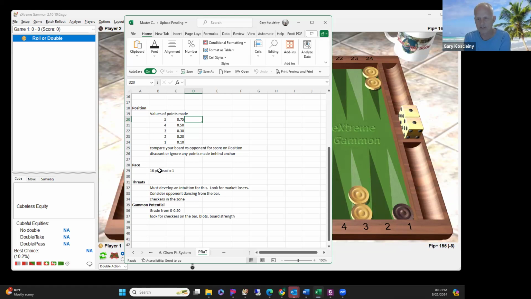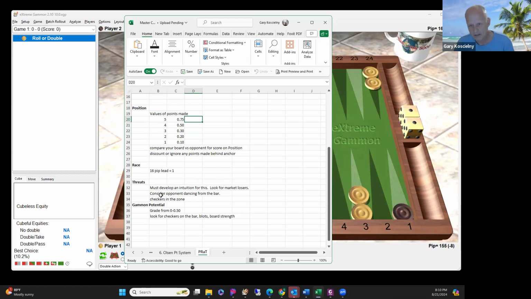And then threats. Similar to the Mark Olsen system, it's threats, but you have to, and this is the tricky part, figure out what's a threat, how big is it, and that sort of thing. And those are harder to decipher, or trickier anyway.